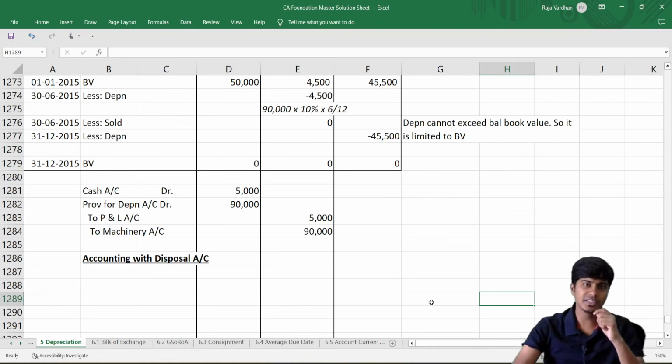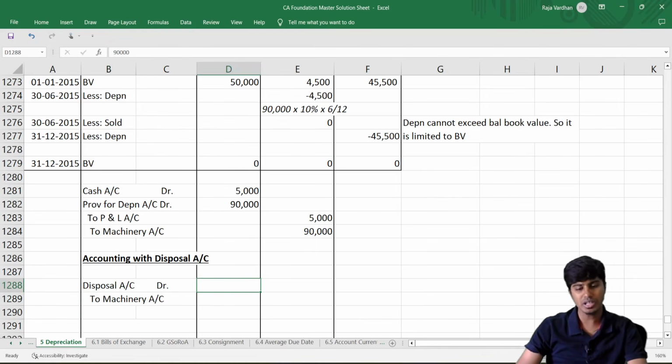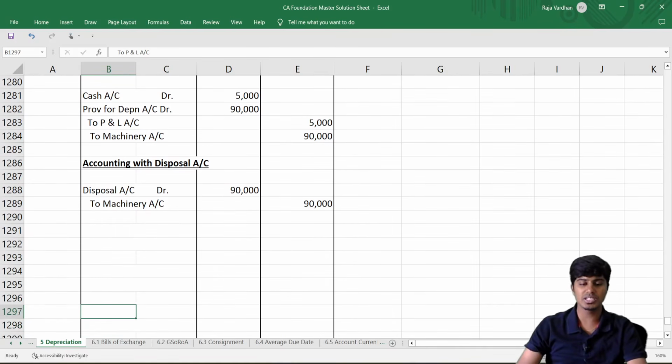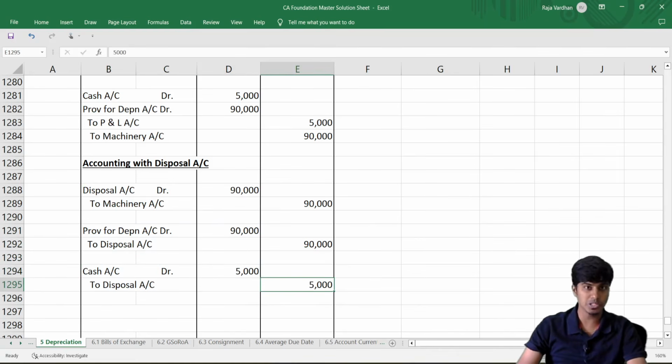Got it? Now we'll split this entry into the disposal account. First, I need to transfer the asset to disposal. So I'll write disposal to machinery 90,000. Then I'll transfer the accumulated depreciation against this asset to the disposal account because this asset is no longer there. I'll write provision for depreciation to disposal, which is again 90,000. I'll write the cash consideration of 5,000 rupees received to disposal, and the balancing figure in the disposal account will be disposal to P&L 5,000.